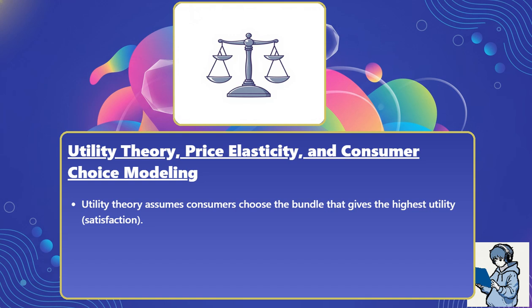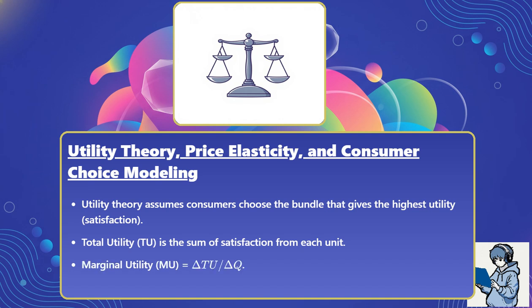Utility theory assumes consumers choose the bundle that gives the highest utility, satisfaction. Total utility, TU, is the sum of satisfaction from each unit. Marginal utility, MU, equals delta TU divided by delta Q. The law of diminishing marginal utility says MU falls as quantity rises.